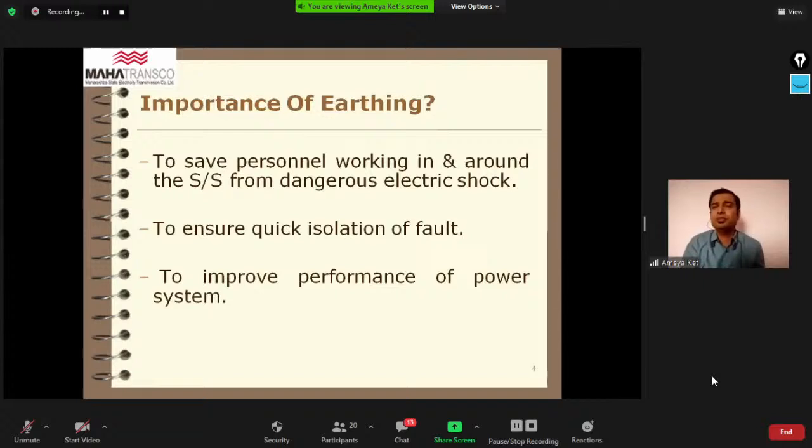Now coming to the importance of earthing. As we are aware, the importance of earthing is to save the person working in and around the substation from dangerous electric shock, that is, safety for the person, and to ensure quick isolation of a fault from the point of view of protection. And the last and very important thing is to improve the performance of the power system towards its stability. So these are the three main highlighted reasons for which we do earthing, and its importance.